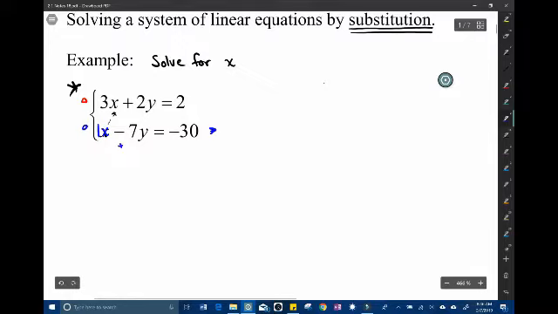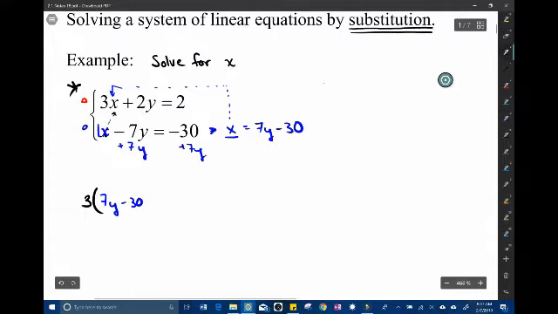To do that, that just means we would add 7y over, and we have x is equal to 7y minus 30. That is our new and improved x. With that x, I can then substitute it into the red equation. Okay, that's the whole idea of the substitution method. So you would have 3 times the quantity 7y minus 30. I like to always put my substitution in parentheses in case you have to distribute a negative. Plus 2y is equal to 2.